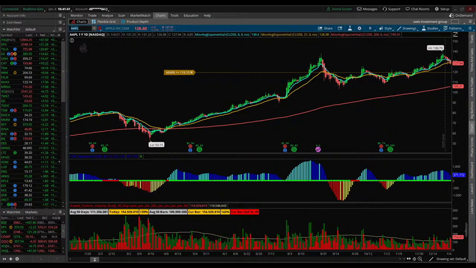I will alert when I have a play. If I don't have an alert, that means I don't like any of the setups. Okay, there could be days where I don't even make one alert. I think today I made one.